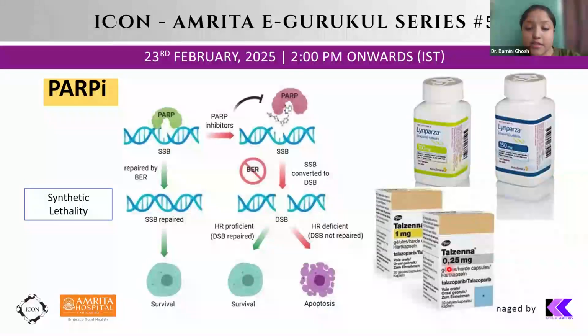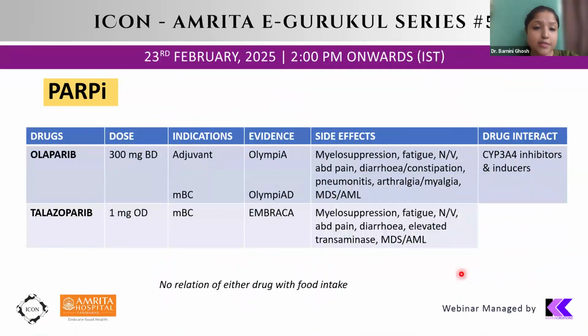And the talazoparib tablets are available either as 1 mg tablets or as 0.25 mg tablets. So here I have discussed these two drugs together. We can see that both the drugs are indicated in the metastatic setting. Also, as I have previously discussed, there is a role of olaparib in the adjuvant setting for HER2 negative patients who are at high risk of recurrence.